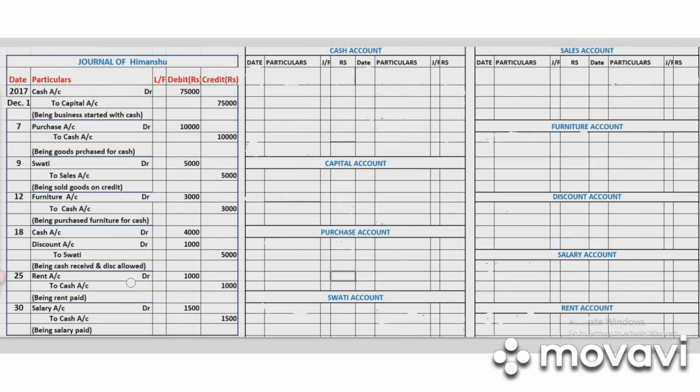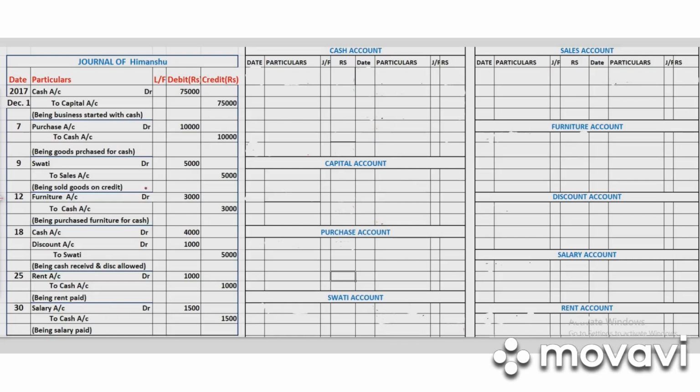In the ledger you can see cash account, you can see capital account. The biggest one and the most important one is the cash account. You see, cash account comes so many times in this journal. So cash account will be the most important one, the biggest one. Anyway, I have drawn the format of all the accounts: cash account, capital account, purchase account, Swadhi's account. So you can see all the accounts one by one. We should not leave any account. We have to draw all the accounts.